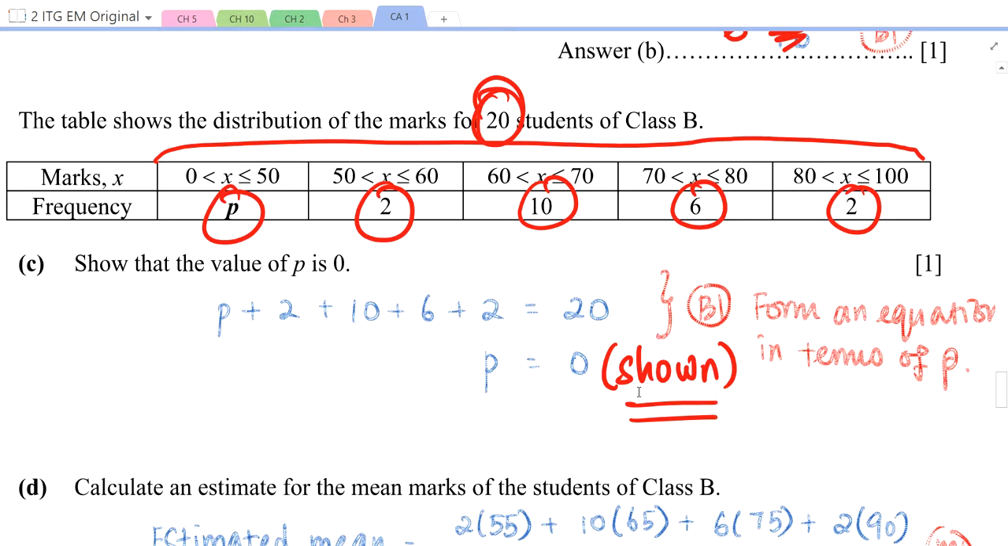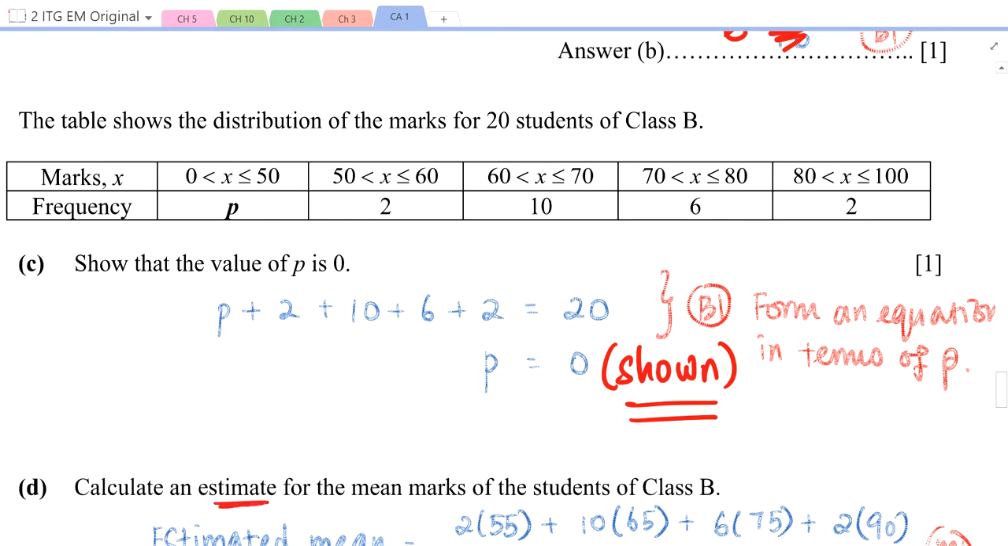Okay, next. Calculate an estimate for the mean marks. Why do they say it is an estimate? We don't have the exact number of people who got, for example, 31 marks, right? We don't know that. So it is just an estimate. That is why we require the midpoint of this range. From 0 to 50, what is the midpoint? What's in the middle? 0 to 50. 25. What's the middle of 50 to 60? 55. Next.